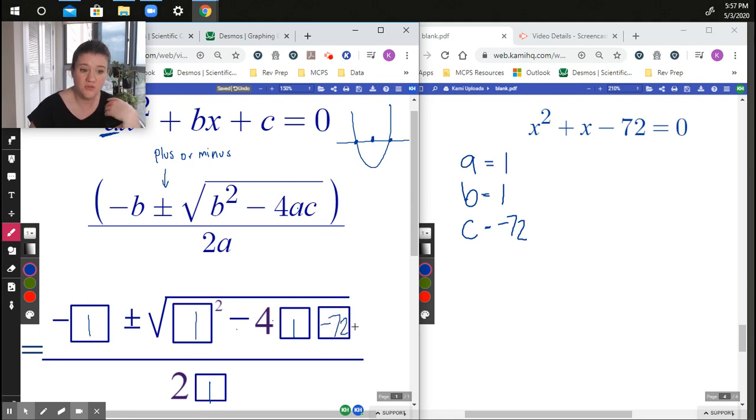Now, I would never do that normally as I'm going. I would say negative B plus or minus the square root of B squared minus 4AC over 2A. My 8th grade teacher made us memorize it.